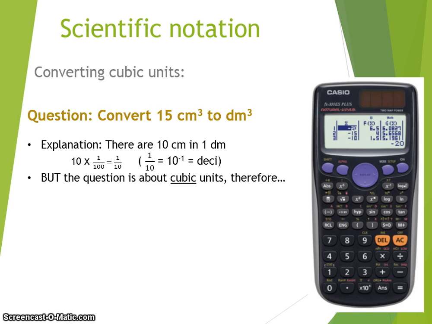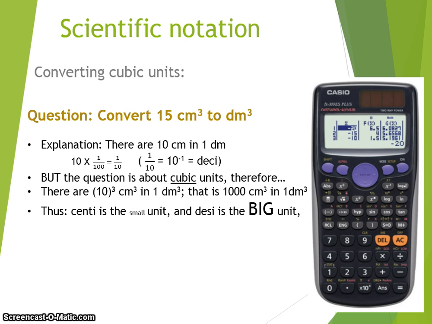So, this question being about cubic units will mean that I can't just say that it's 10 centimeters in 1 decimeter. It is now 10 cubed cubic centimeters in 1 cubed cubic decimeter. That is 1,000 cubic centimeters in 1 cubic decimeter. So therefore, you can see that centi means it's a small unit compared to the deci, which is the bigger unit, because 1,000 cubic centis fit into 1 cubic deci. So the centi must be the smaller one.